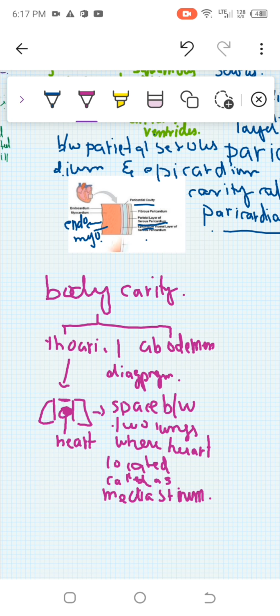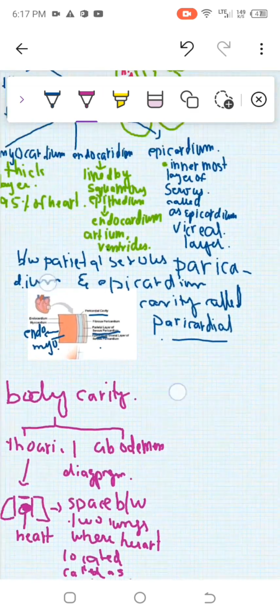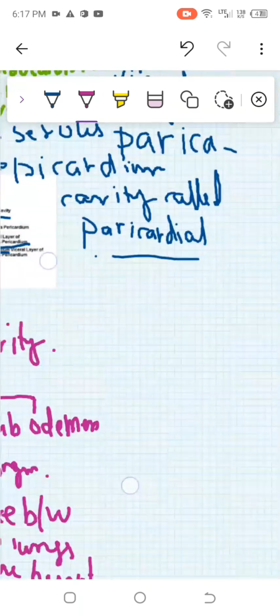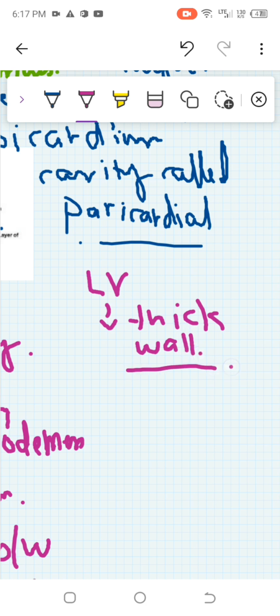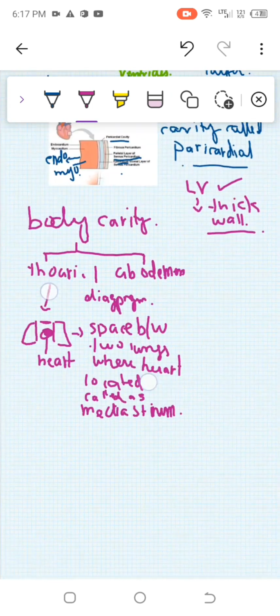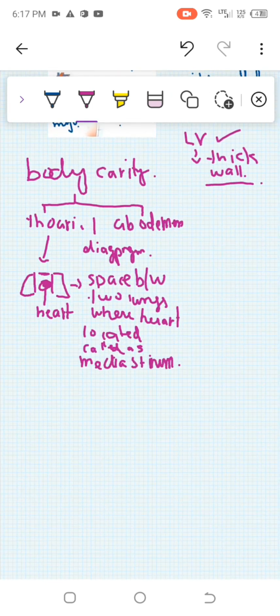Now if I talk about the wall, just remember this: the left ventricle has a thick wall. Why? Because the left ventricle pumps the blood out to the whole body directly. This means it has to produce more pressure, and that's why it has the thick wall. Just remember these things.